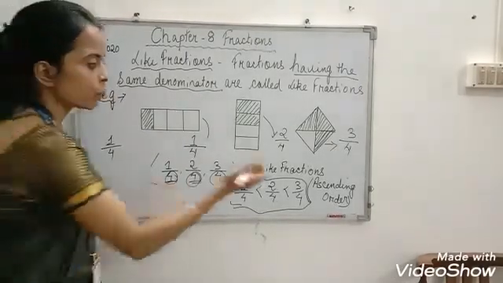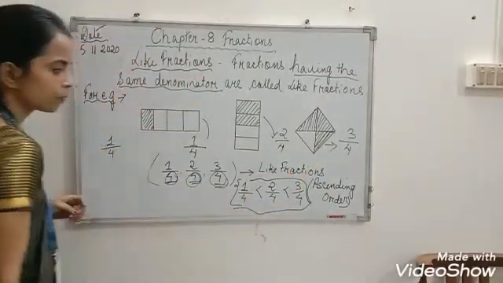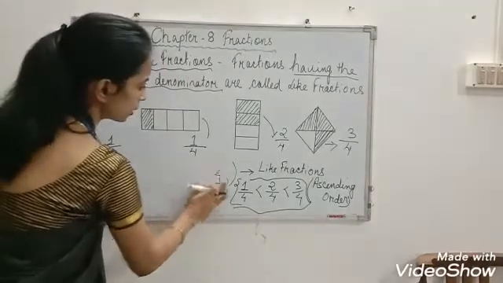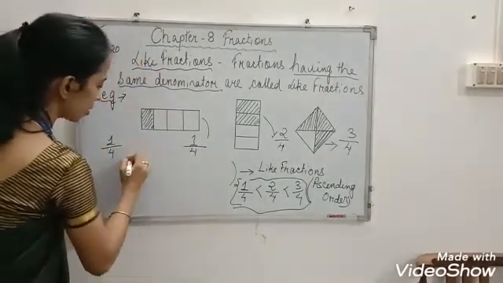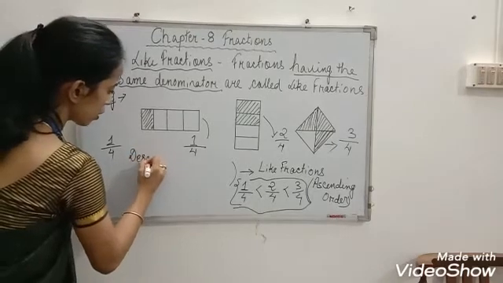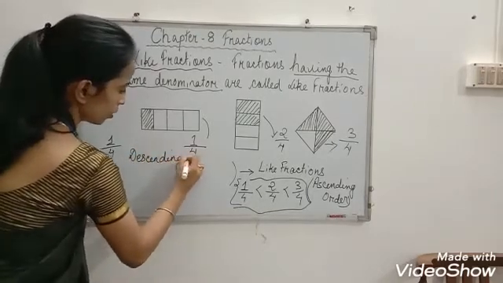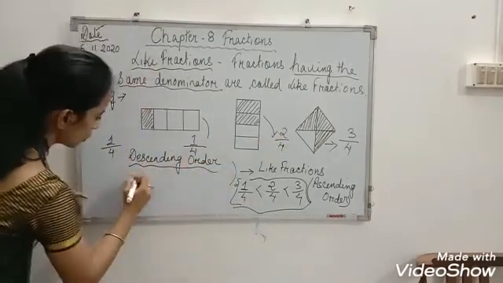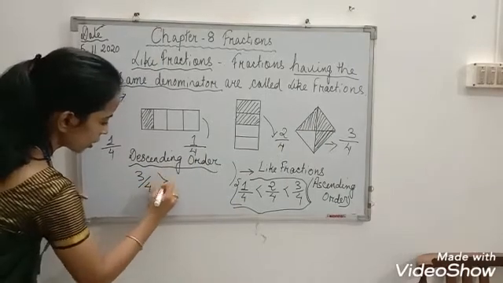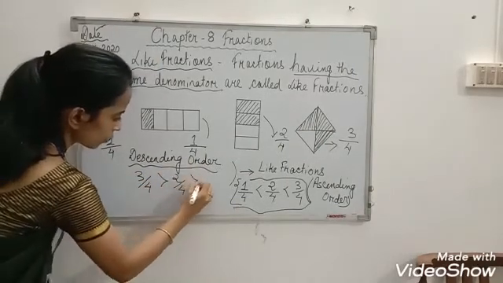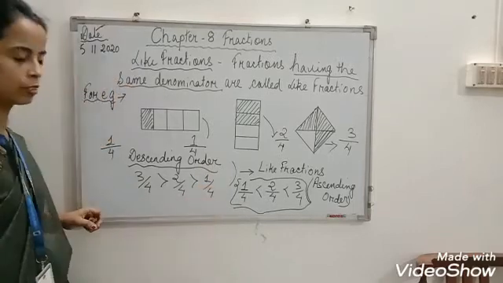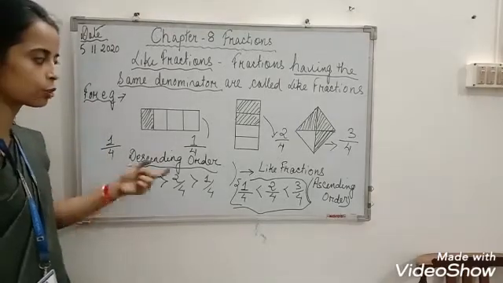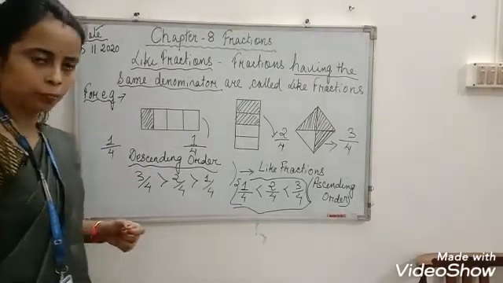Got it, children? If I ask you to arrange them in descending order, which one will come first? In descending order, 3 by 4, 2 by 4, 1 by 4. Clear now? What are like fractions? How to compare? Got it?